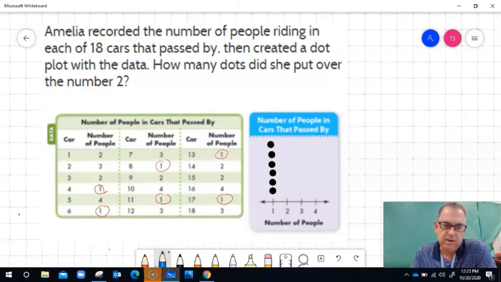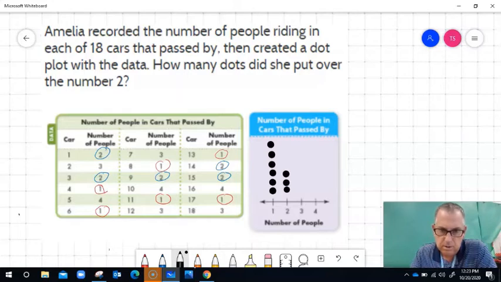Okay, let's check and see if that's right. We'll circle them in blue. So that's 1, it's 2, there's 3, 4, and 5. So we should put 5 dots over the number 2. That's 1, 2, 3, 4, and 5.